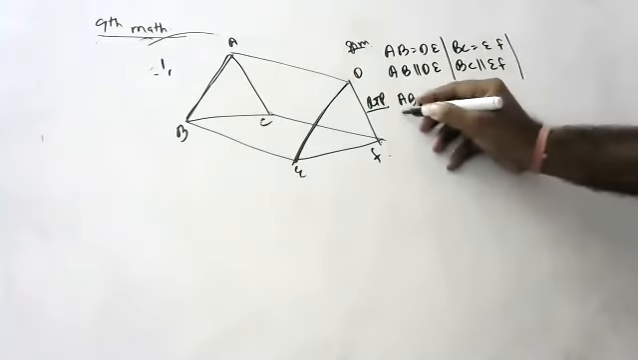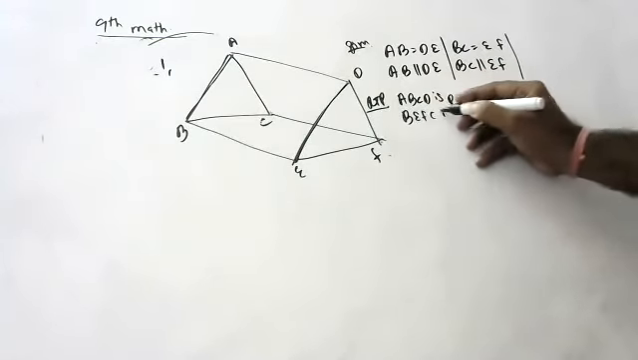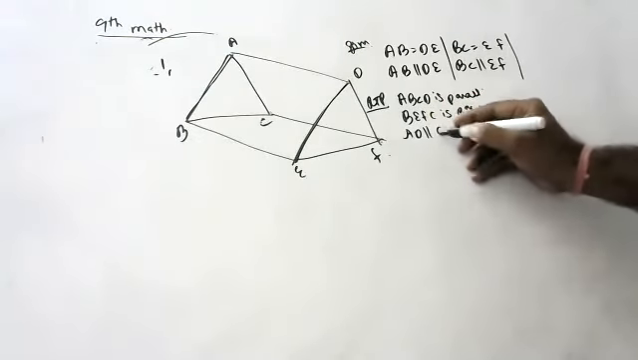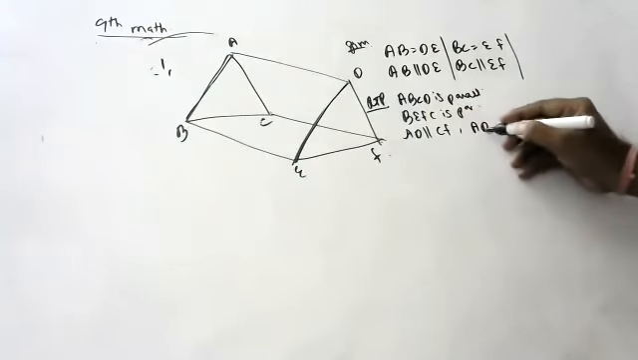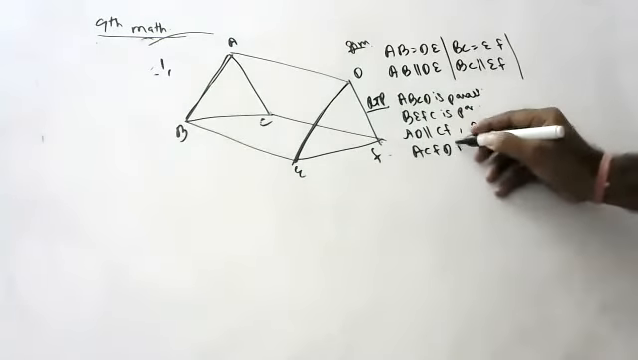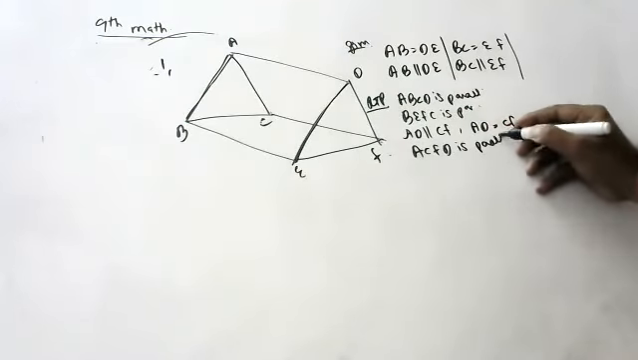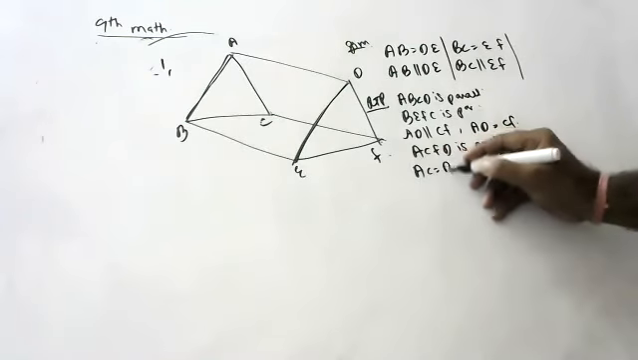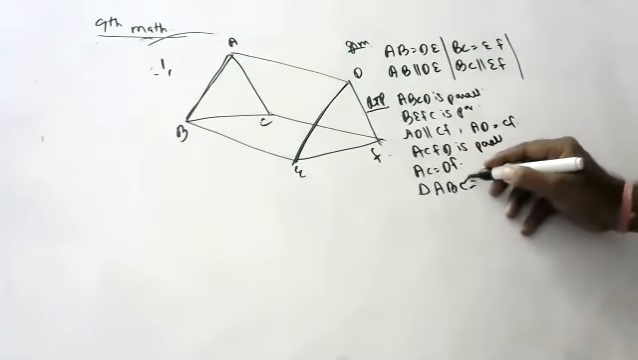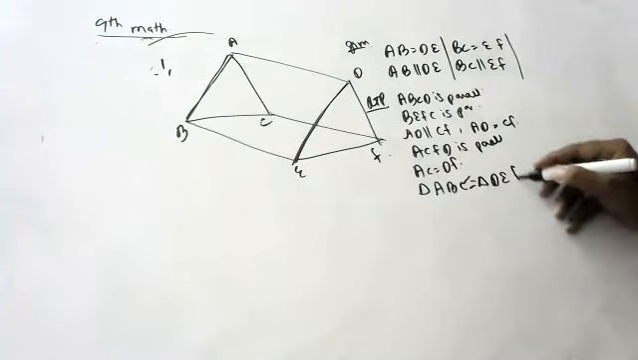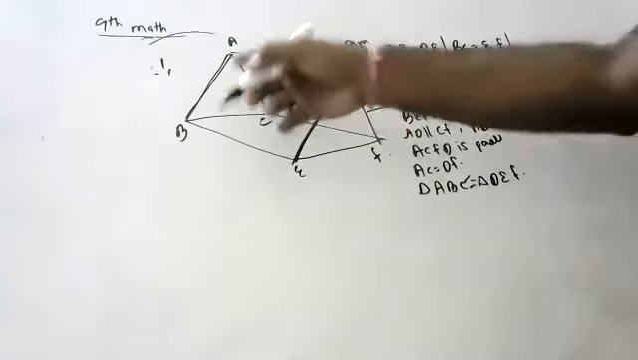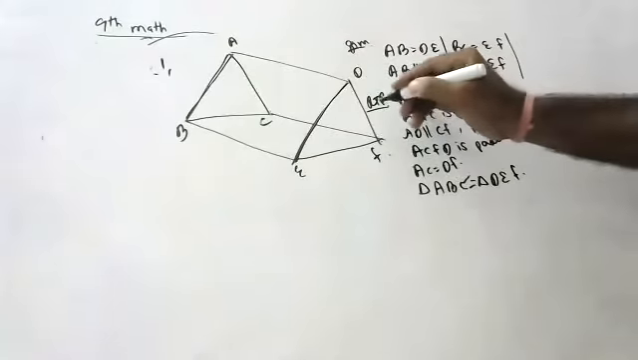Then BEFC is a parallelogram. Then AD is parallel to CF. Then AD is equal to CF. Then ACFD is a parallelogram. Then AC is equal to DF. Then triangle ABC is congruent to triangle DEF. Sir, is that ABCD or ABED? ABED, yeah.